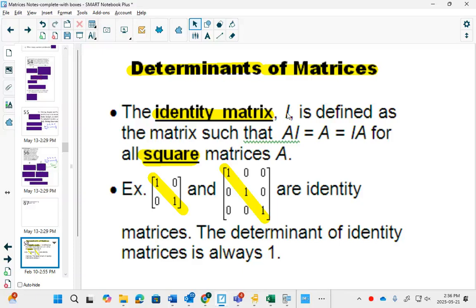And our new definition for the day is the determinant. Okay? So we're going to figure out what determinants are.